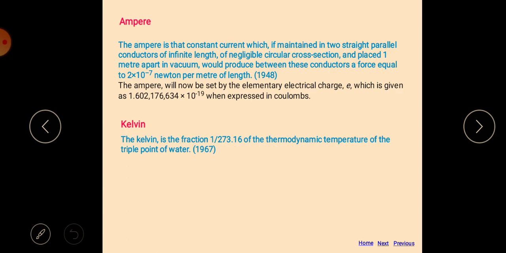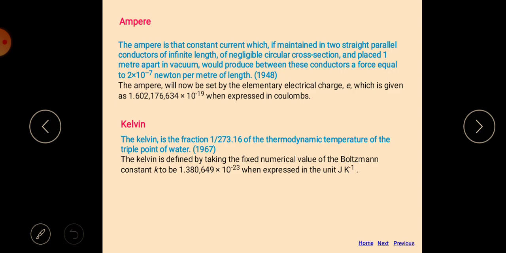And there are some other units of temperature, degree centigrade and Fahrenheit. These are also units of temperature, but the SI unit is Kelvin. The Kelvin is defined by taking the fixed numerical value of the Boltzmann constant K to be this when expressed in the unit joule per kelvin. That value is what? 1.380649 into 10 raised to power minus 23.